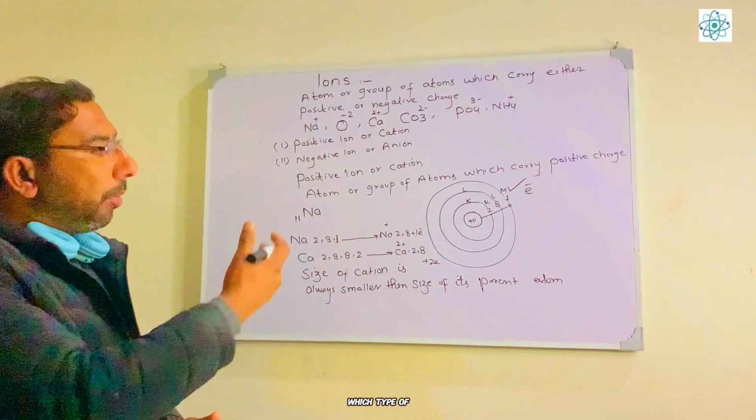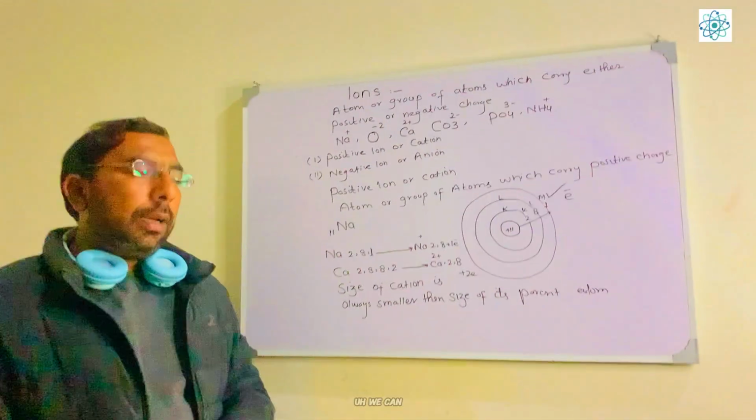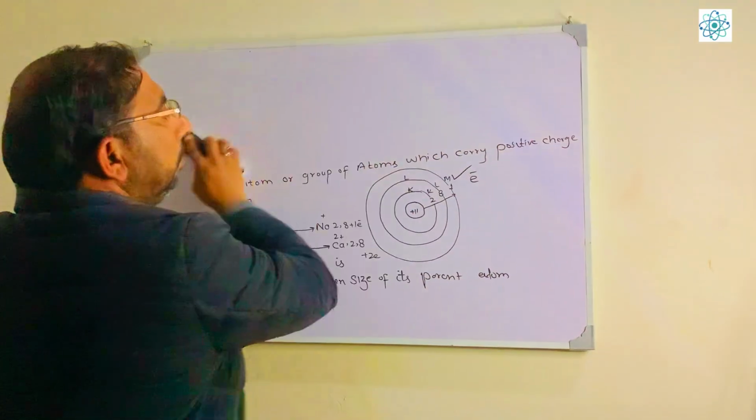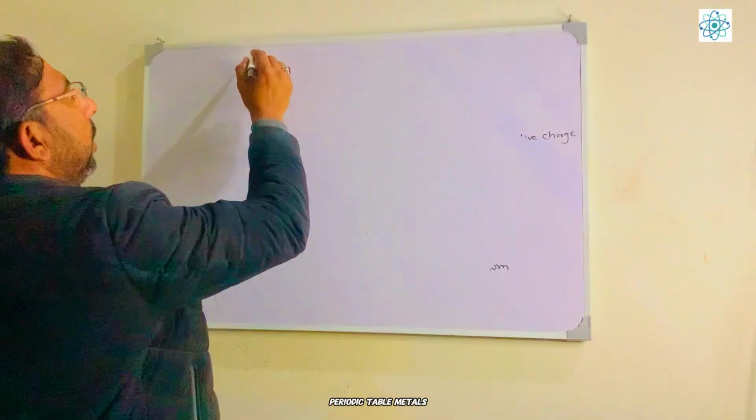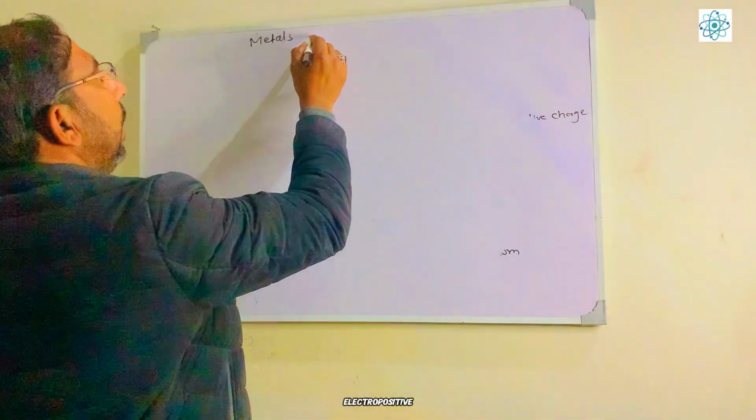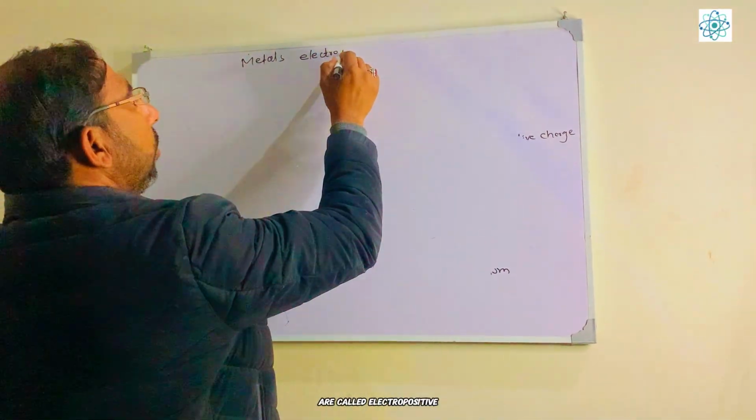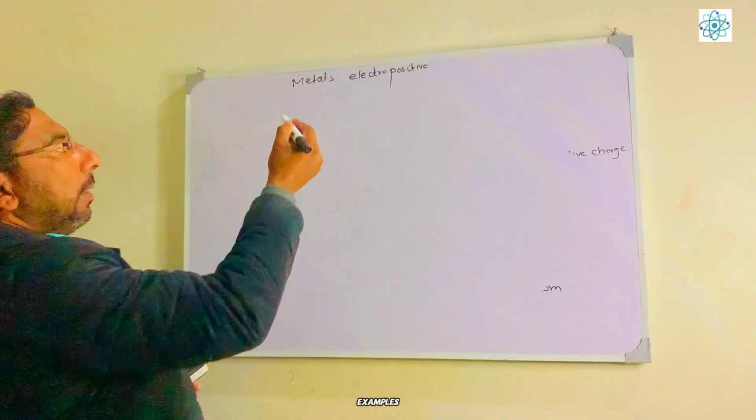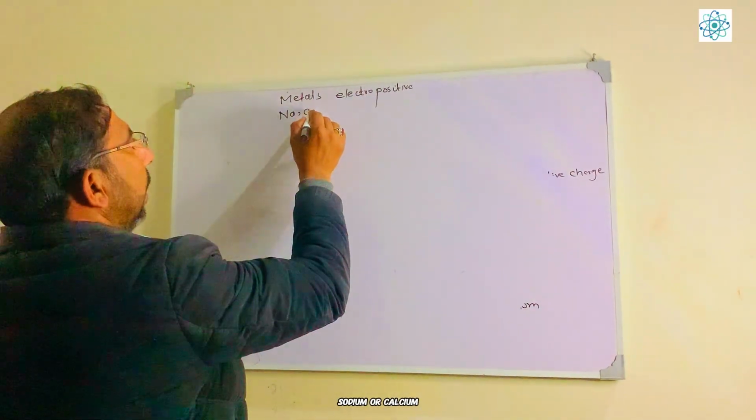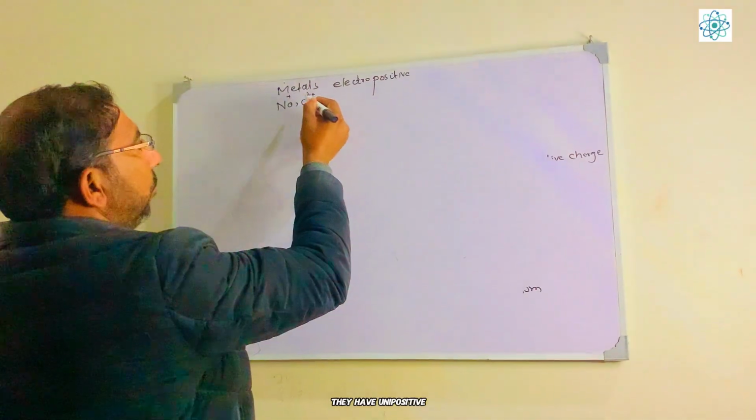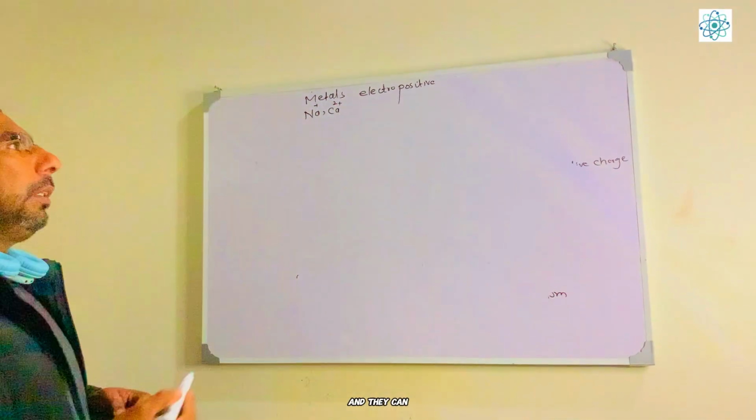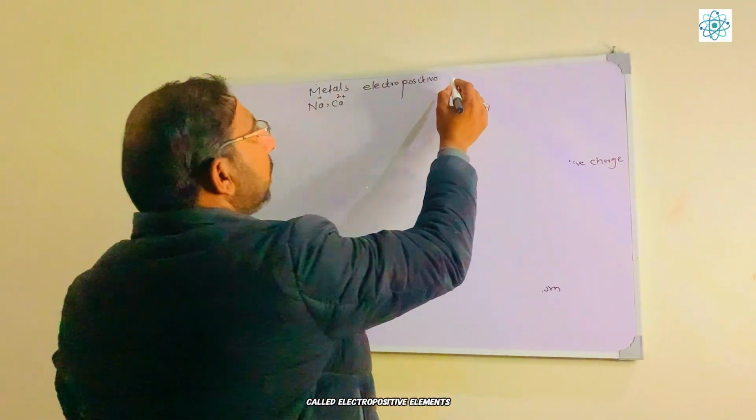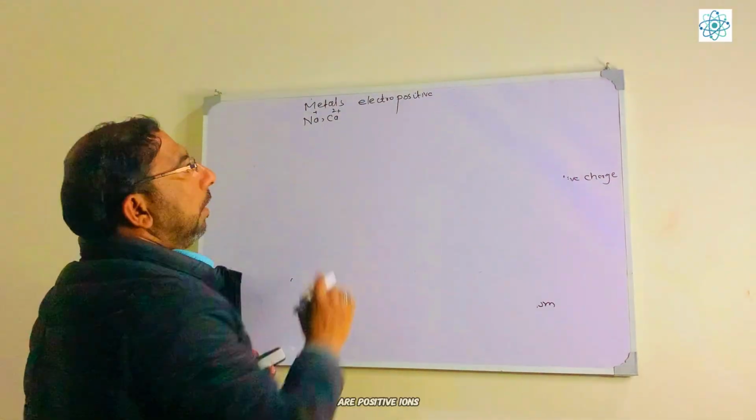Now, which type of atoms or elements can form positive ions or cations? In our periodic table, the elements called metals are called electropositive. Why are these called electropositive? Because they have the tendency to lose electrons to form cations. In our examples, sodium and calcium have unipositive and dipositive charges, and similarly metals can lose more than two electrons from their outermost shell. These are called electropositive elements of the periodic table, and they form cations or positive ions.